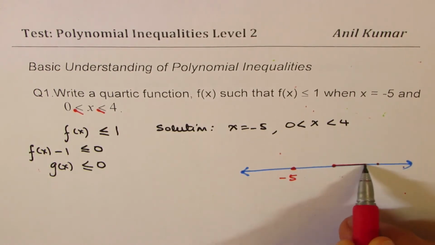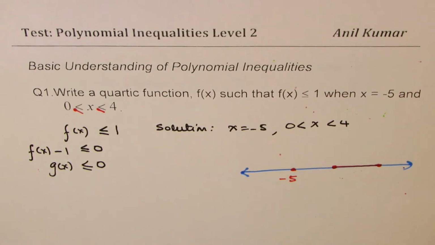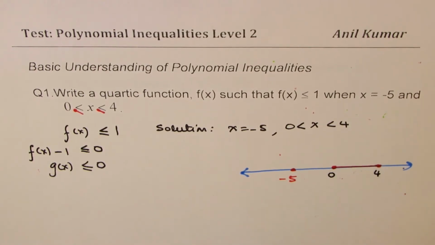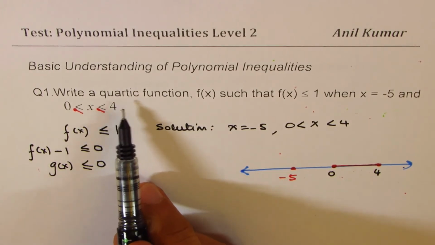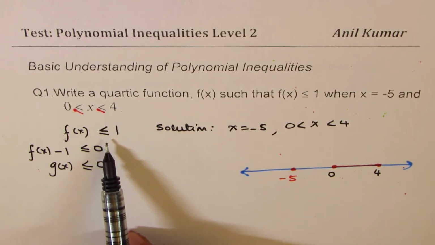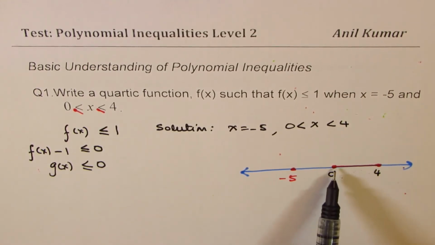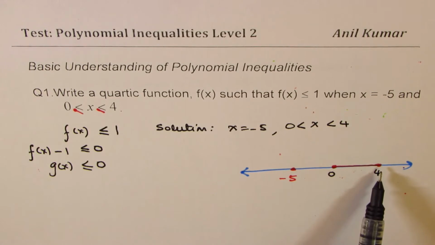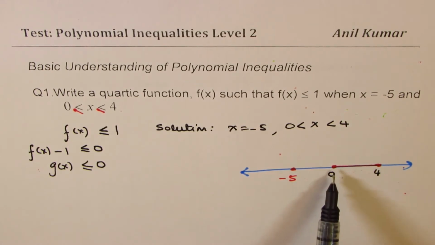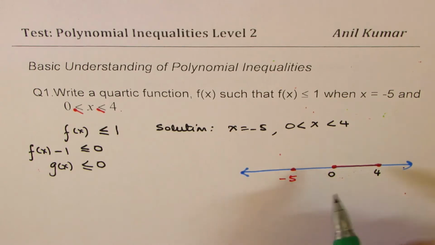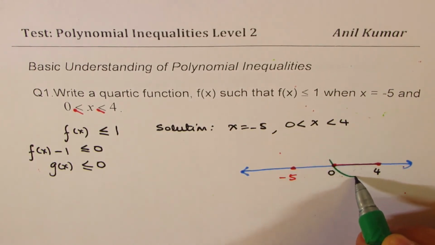So our solution on a number line is this. That is the solution on the number line. Since it is quartic function and we are saying less than, right? So that means during this interval, the quartic function is less than. Correct? Less than. So that means the function must be going like this, right? So let me sketch a function which is less than in this interval. So it has to be kind of like this.